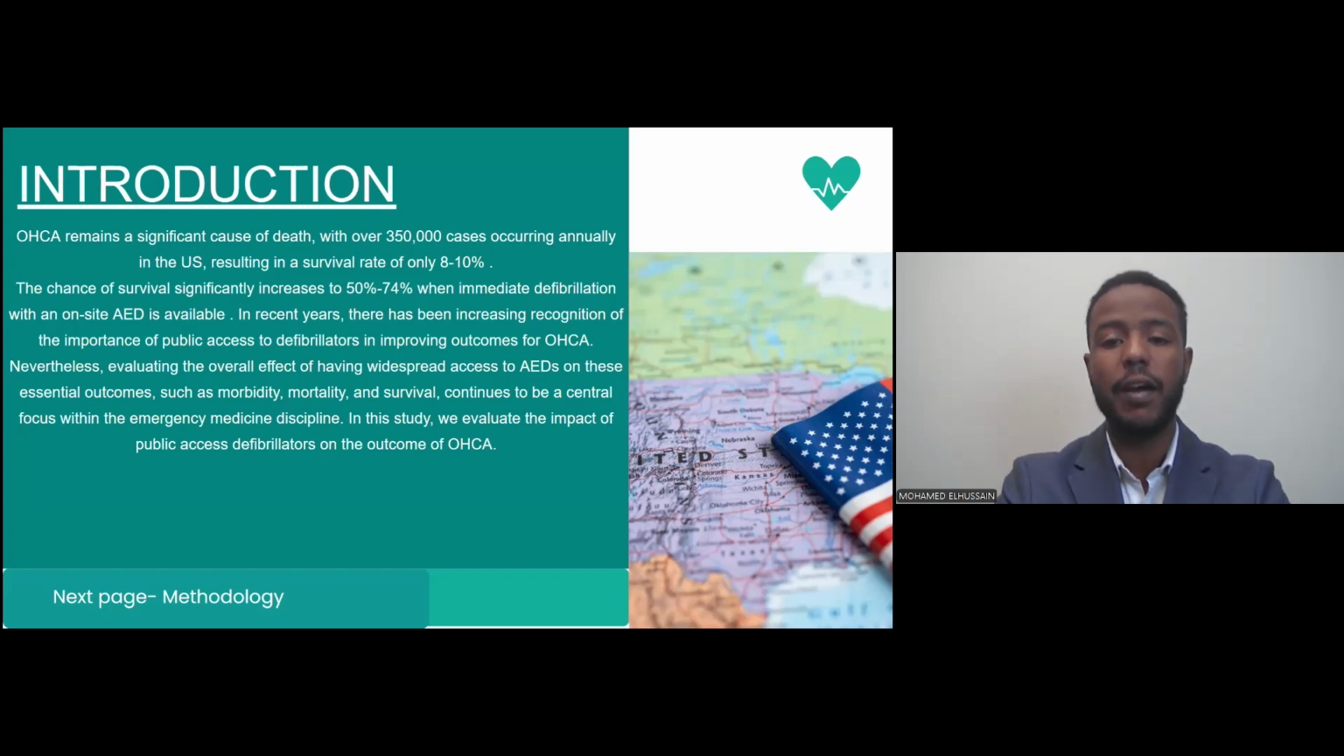In recent years, there has been increasing recognition of the importance of public access to defibrillators in improving outcomes for out-of-hospital cardiac arrest. Nevertheless, evaluating the overall effect of widespread access to AEDs on essential outcomes, such as morbidity, mortality, and survival, continues to be a central focus within the emergency medicine discipline.